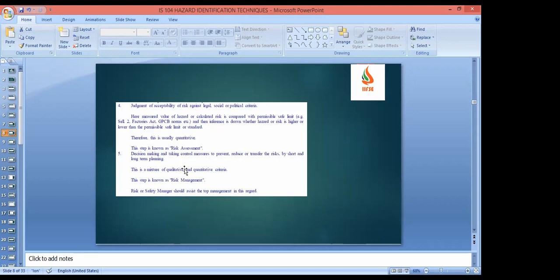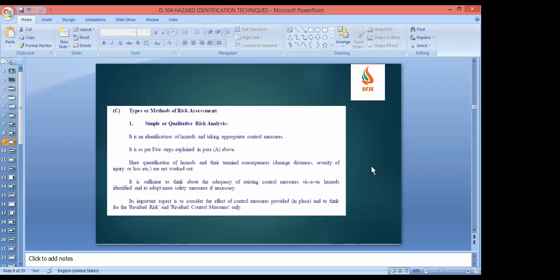If you see here, a measured value of the hazard and the calculated risk are compared with the possible safe limits. So how are you calculating? Once you have done your analysis, we will compare with the existing standards. For example, there is a high noise. So we will do an analysis. We will identify that, okay, this is the noise level which is happening. Then we will compare with the permissible safe limits, whether it is meeting the requirement or not.